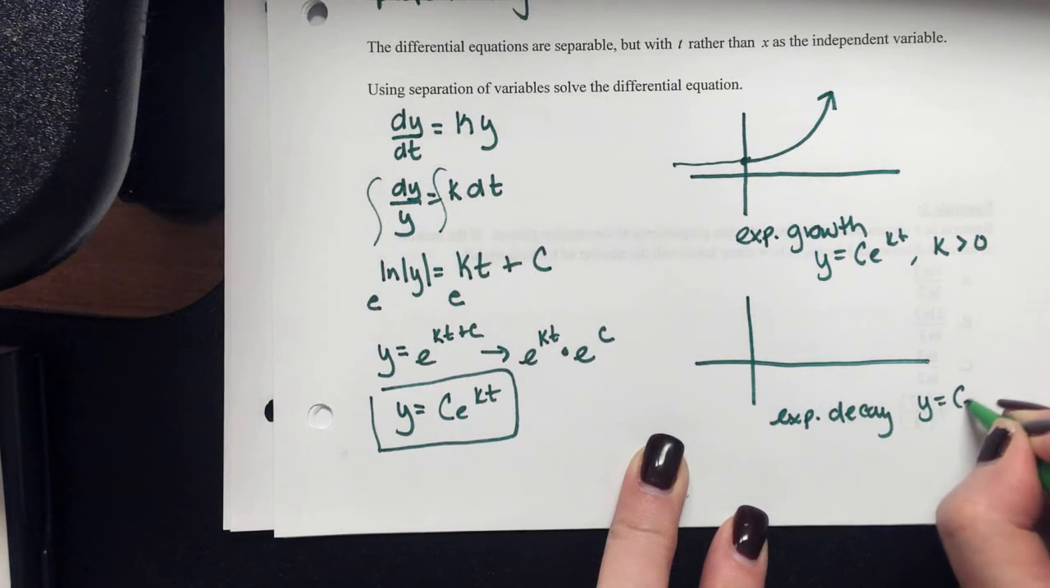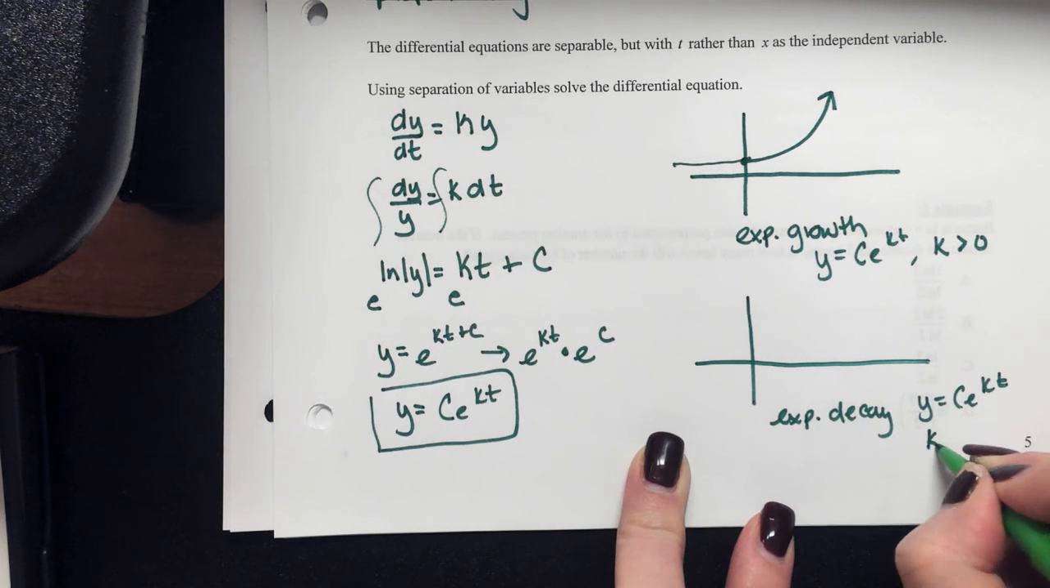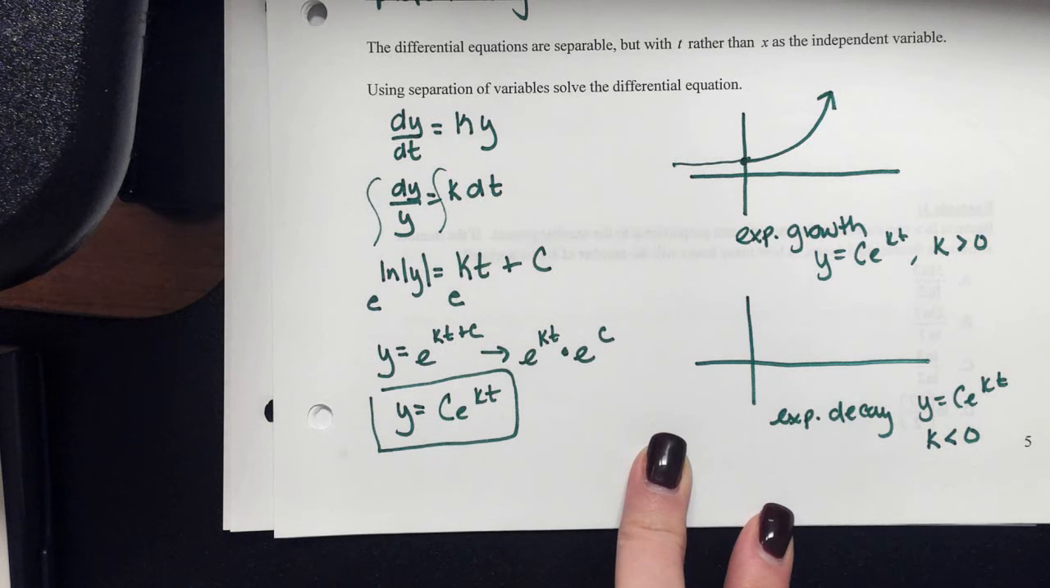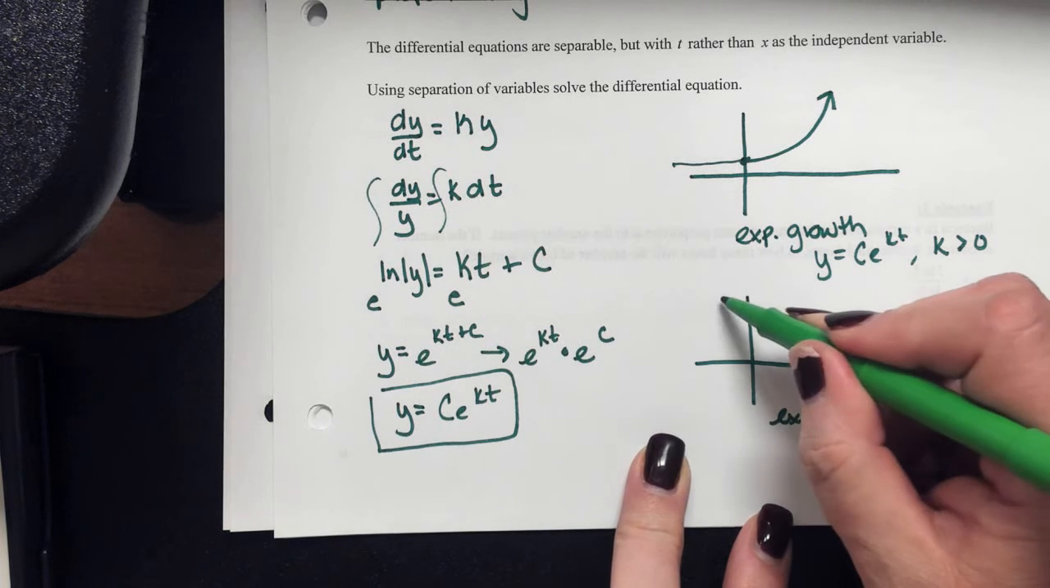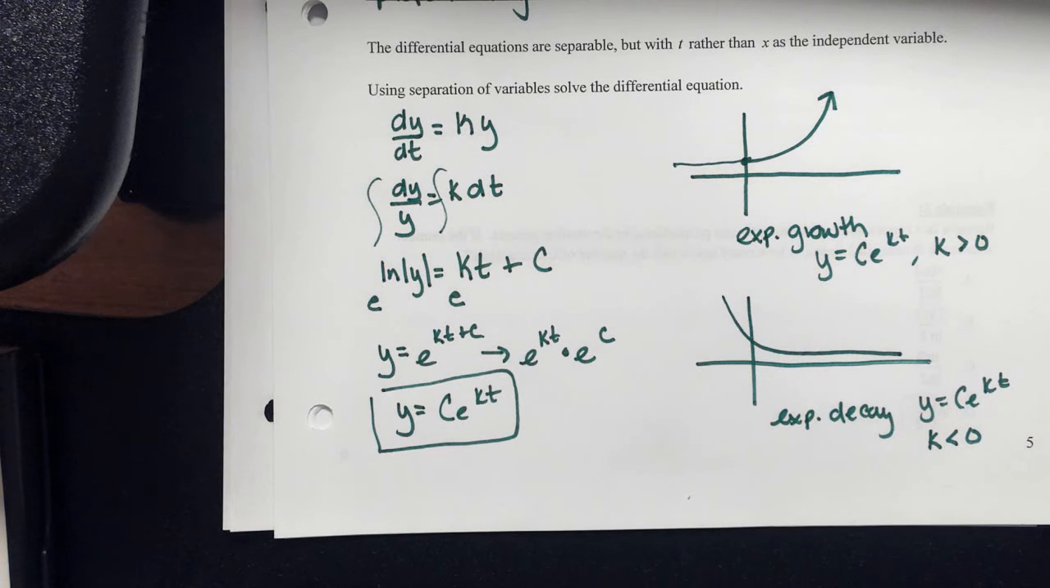Again, graphically, when you're dealing with an exponential decay, you're still dealing with the model in the form of y is equal to c times e raised to the kt. But remember, your k value is less than 0. And again, graphically, your decay models look something like that.